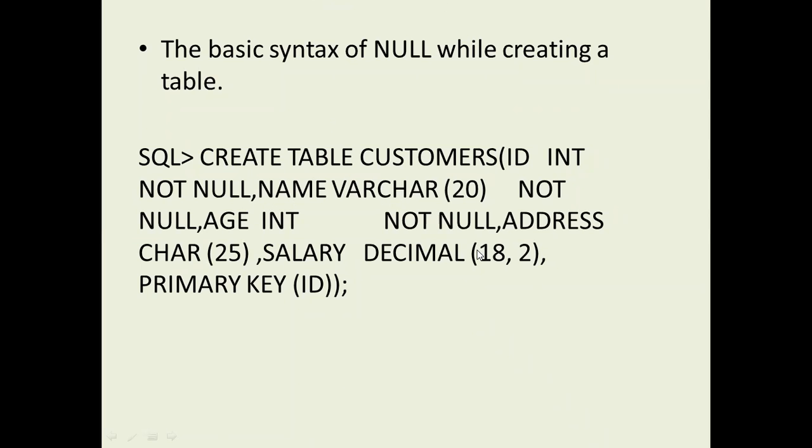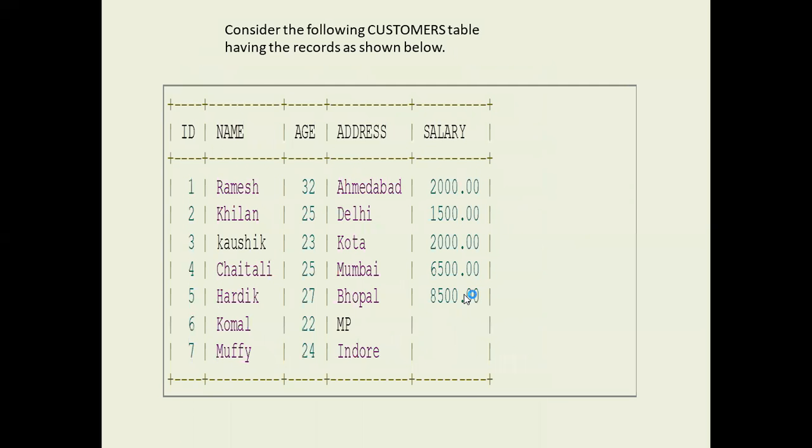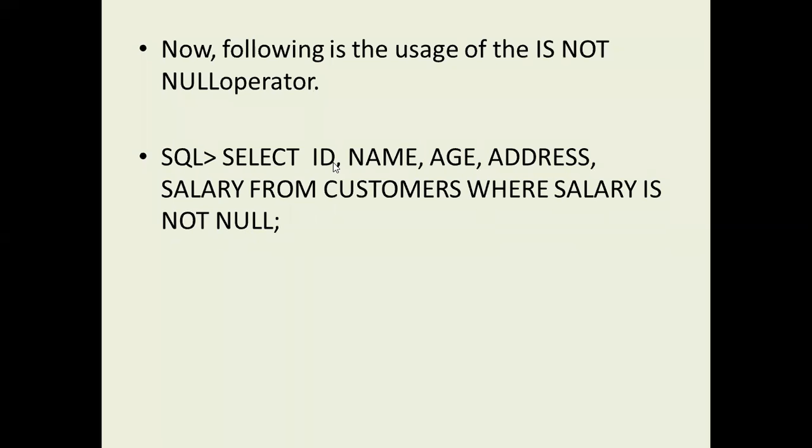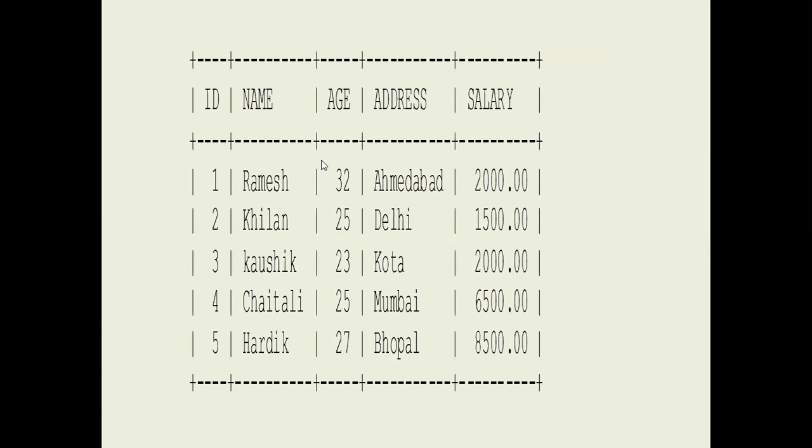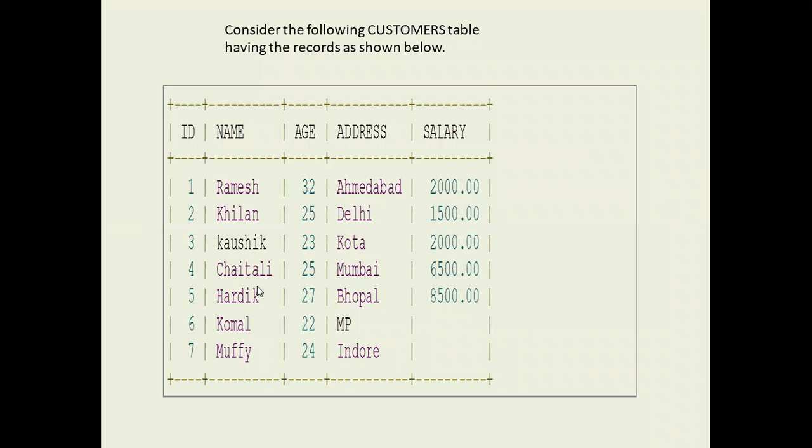Another thing, here we discuss how to find the null values. For example, select ID, name, age, address, salary from customers where salary is not null. If you give the keyword like this, only the records whose salary field is not null will be displayed. I think you are able to observe here, these are the ones having salaries. If it is where salary is null, then it displays the last two, which do not have any value assigned. We can see this in the example also.